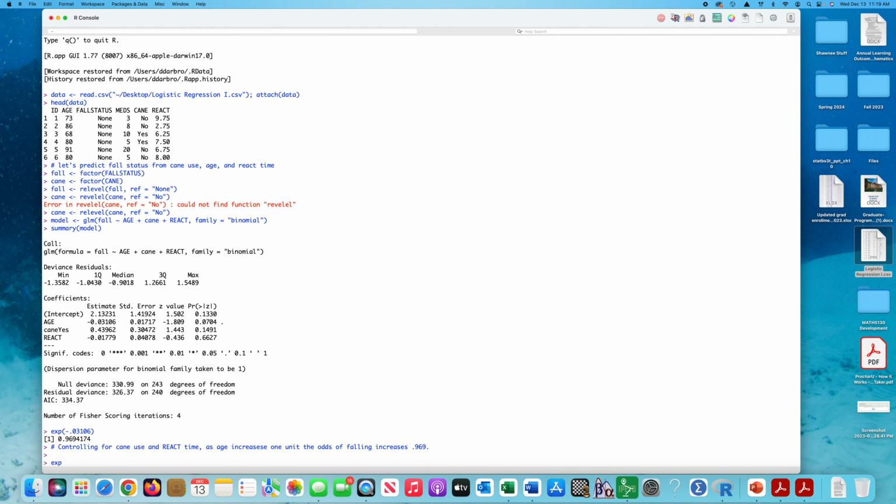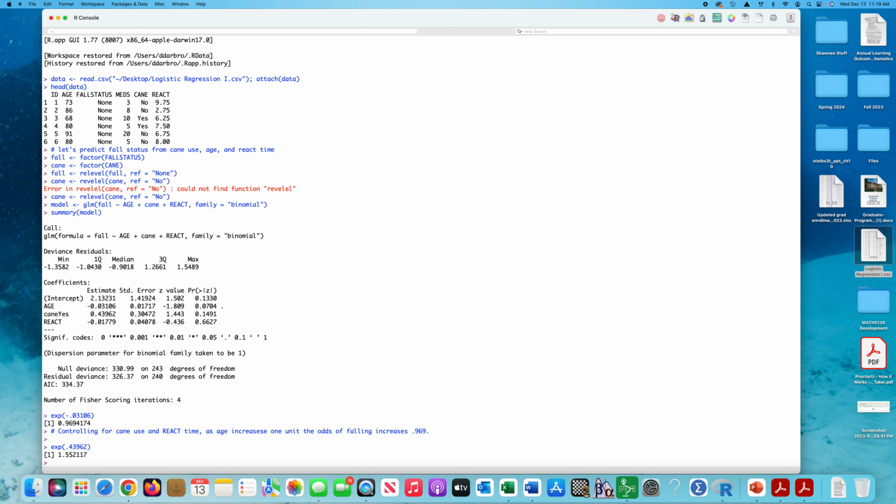So I would come in for cane use, so 0.43962 is 1.55. So as you might imagine, I would say controlling for age and react time, the odds of falling are 1.55 times higher when using a cane versus not using a cane.